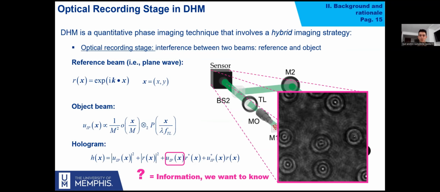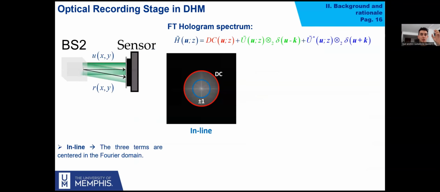So now the next question is, why do you record the hologram? You record the hologram because you want to retrieve the information of the sample, and the information of the sample is encoded in the hologram. So the next step, the numerical reconstruction, is necessary. However, before explaining the reconstruction, I want to explain the different architectures in which the hologram can be recorded.